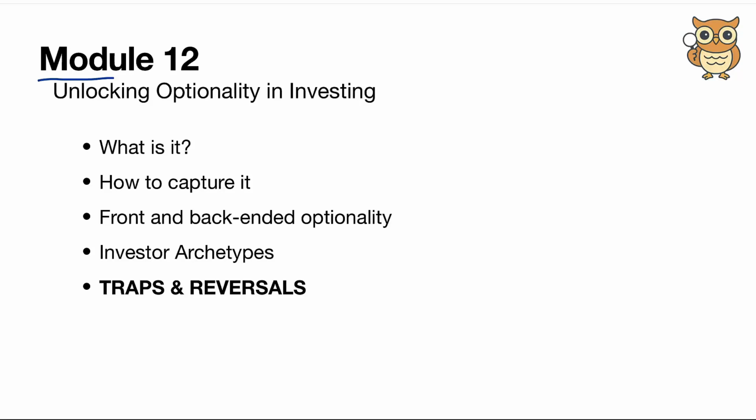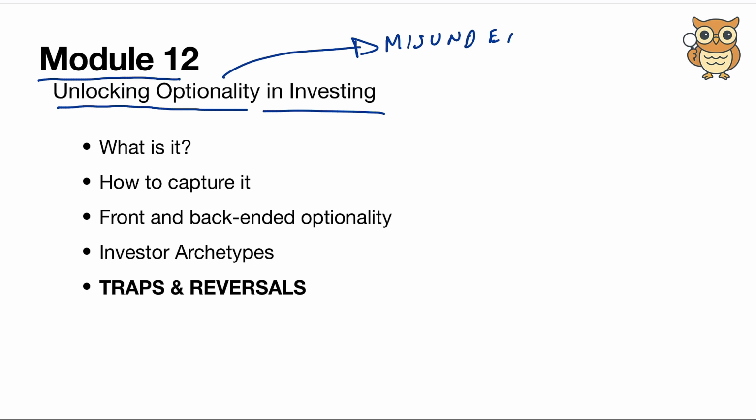Module 12, Unlocking Optionality in Investing. Now, optionality is a very commonly used term in markets, made more famous by Nassim Taleb's books and lectures. But I think optionality is one of those misunderstood concepts in investing. And this is why I dedicated a whole module to it.